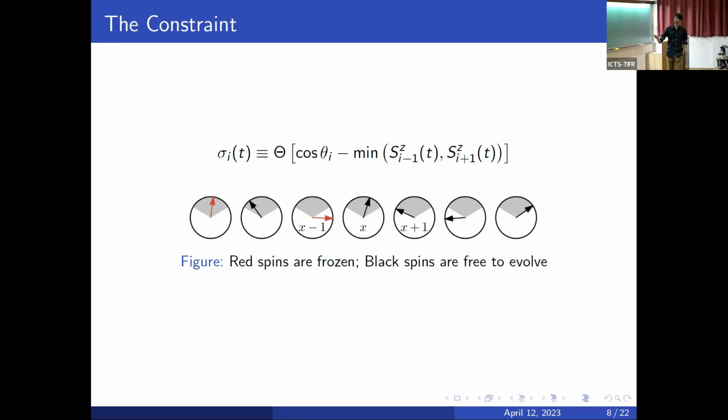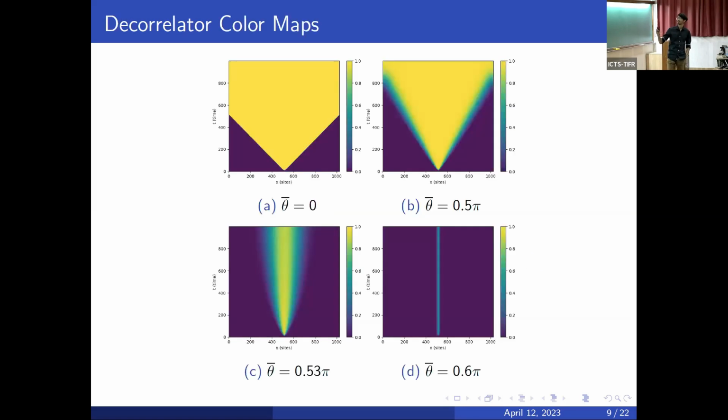So if theta were equal to 0, that means that the kinetics is completely unconstrained. And so for theta equal to 0, we have completely unconstrained dynamics, and the decorrelator as a color map in space versus time shows classic linear light cones that are a hallmark of chaotic systems. The linearity shows that the spread of perturbations in such a system happens with a finite speed, which is called the butterfly speed, which can just be thought of as the speed of sound through such a system.